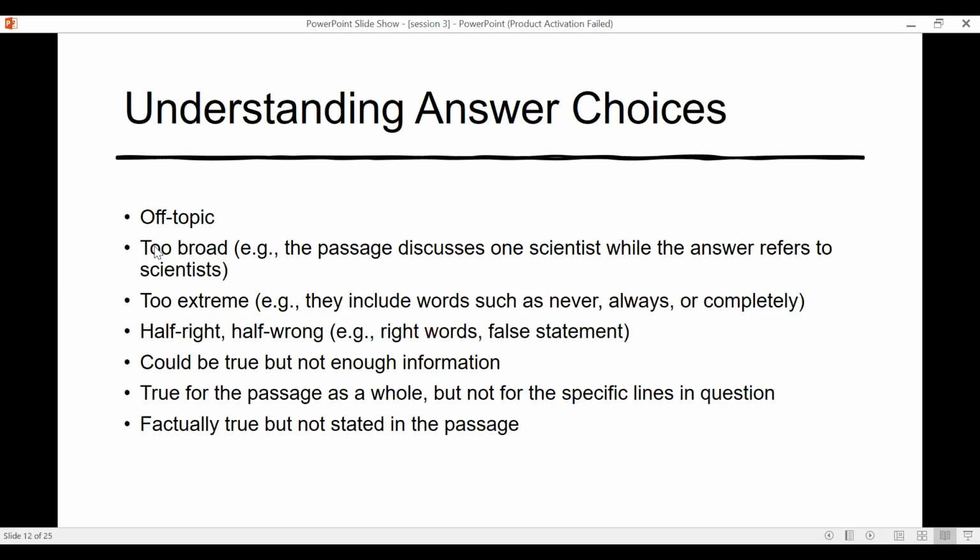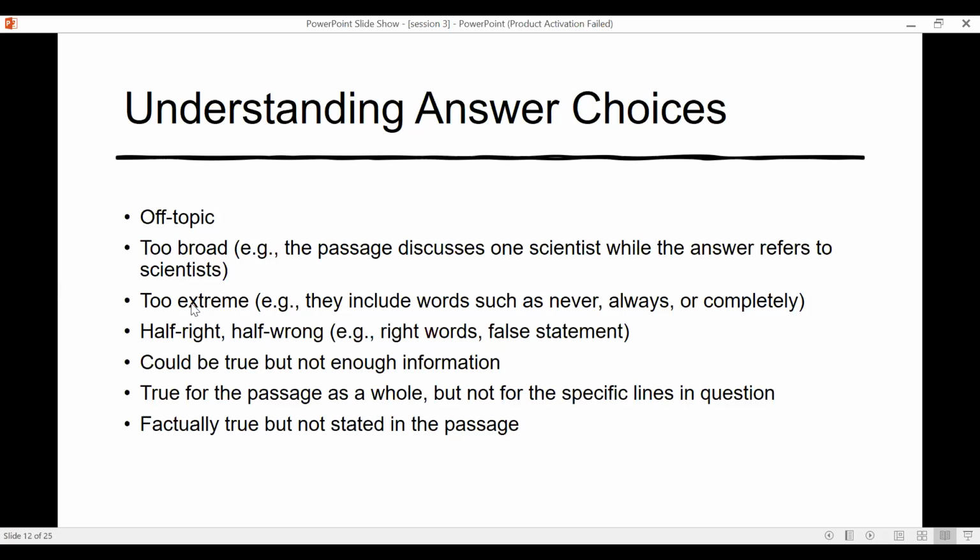Too broad means, for example, the passage discusses one scientist while the answer refers to many scientists. And this has to do with singular versus plural. So even if you're dealing with scientific passages, we are not testing you on science. We are testing you on language. So the idea of being singular versus plural has to do with language, not science.